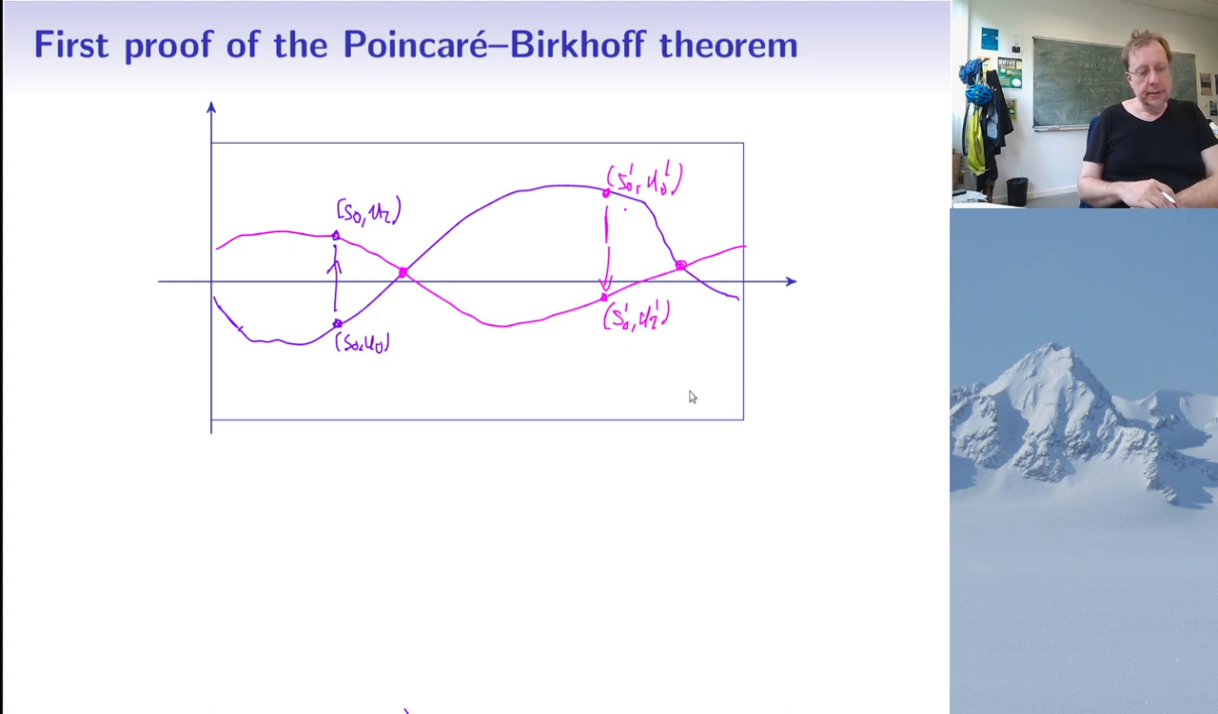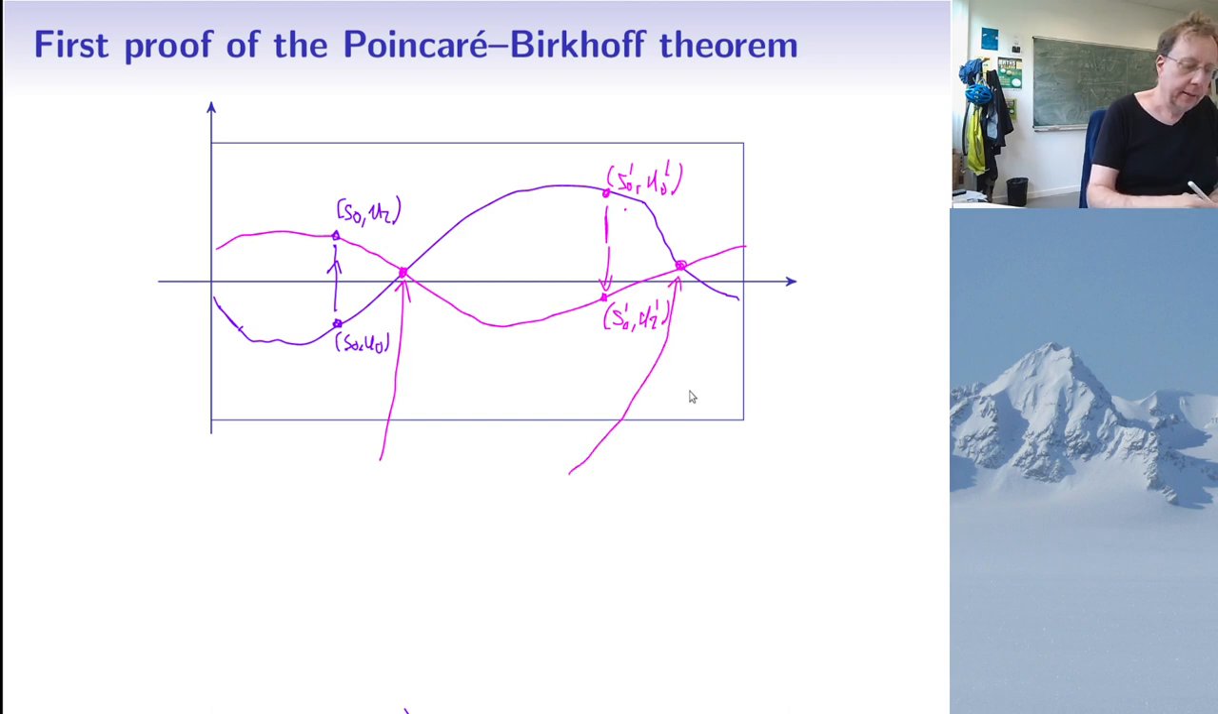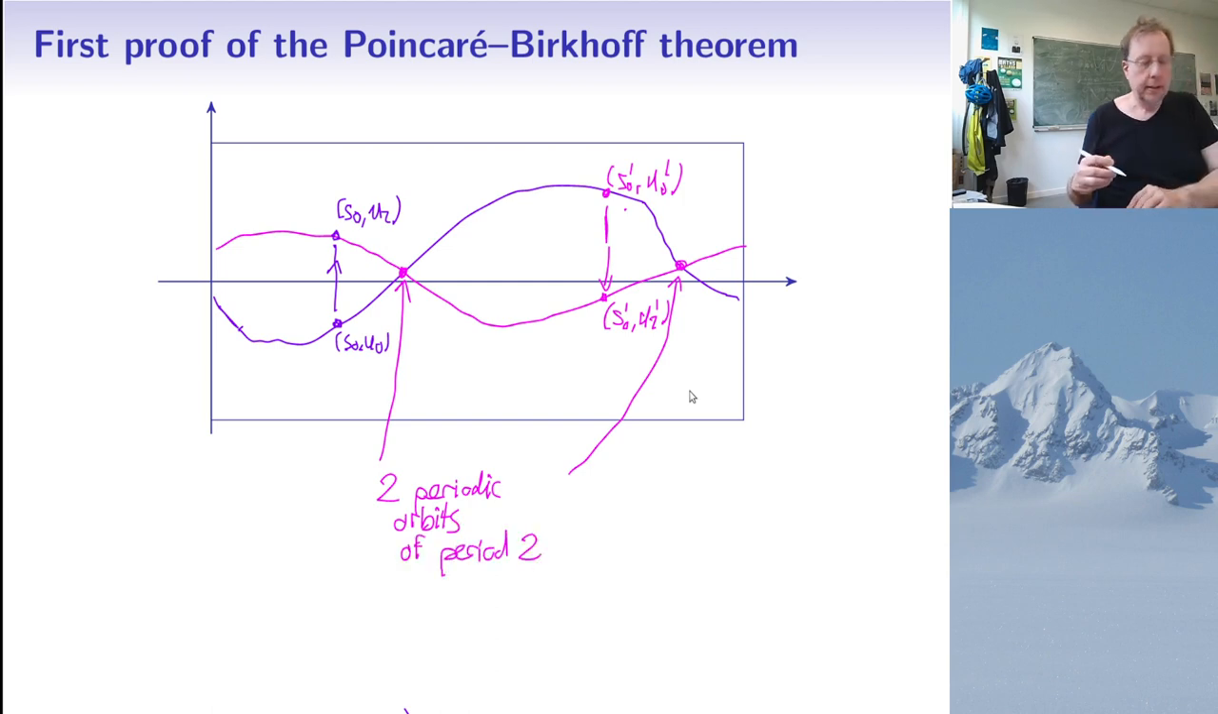And this is exactly what you use to prove the result, because now I have found two points here, which are indeed invariant under T squared. So I have found here, this point here and this point here, they give me two periodic orbits of period 2. And their rotation number will necessarily be 1/2, because it's the only possibility for period 2. And now you see how you can generalize this to period 3.